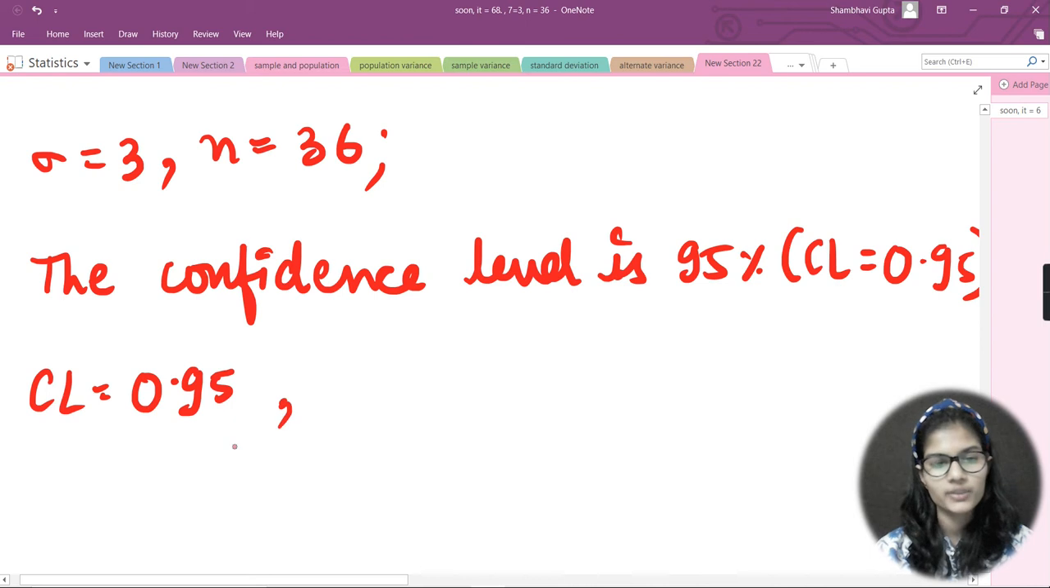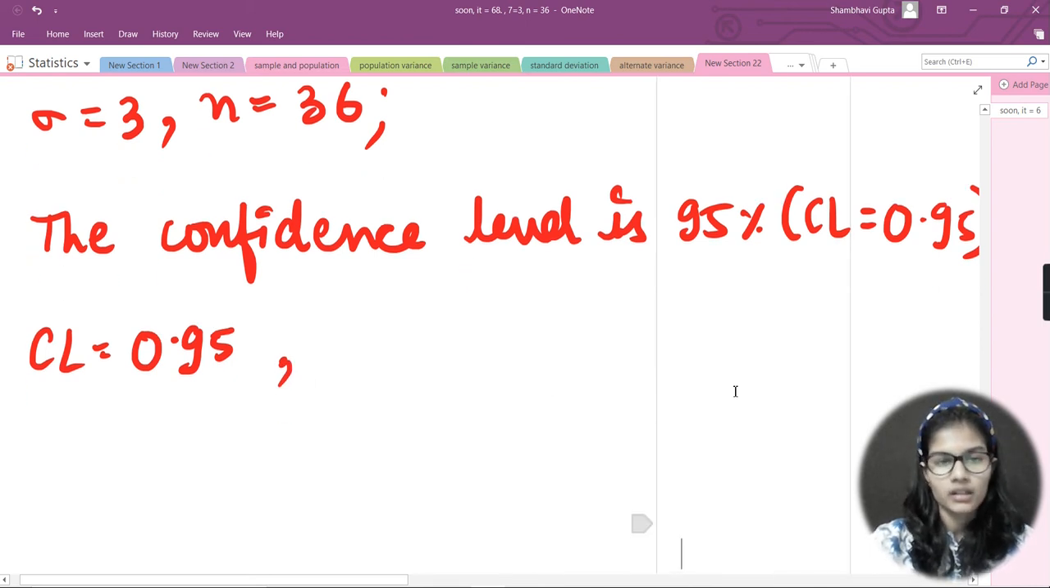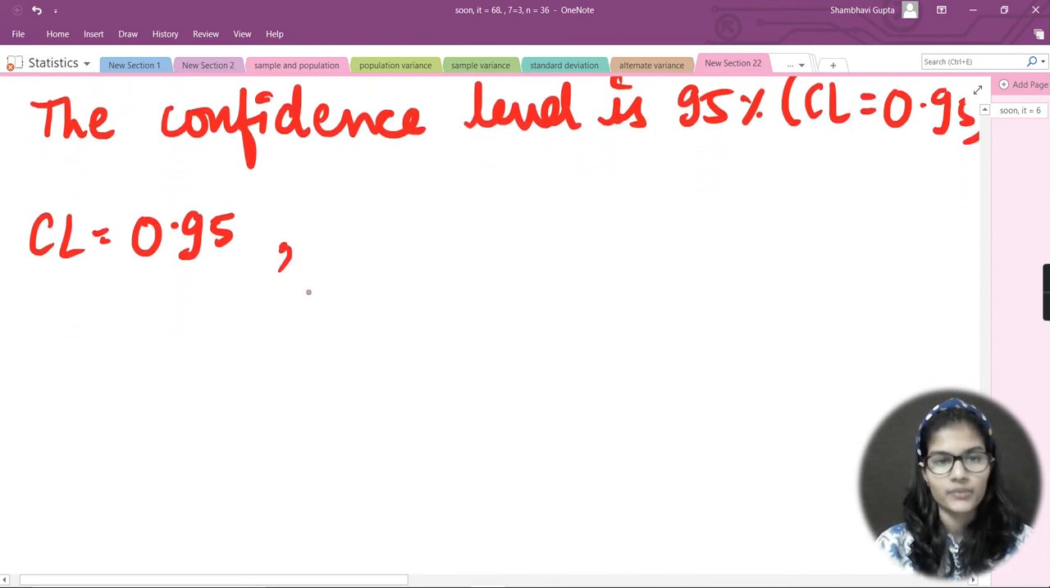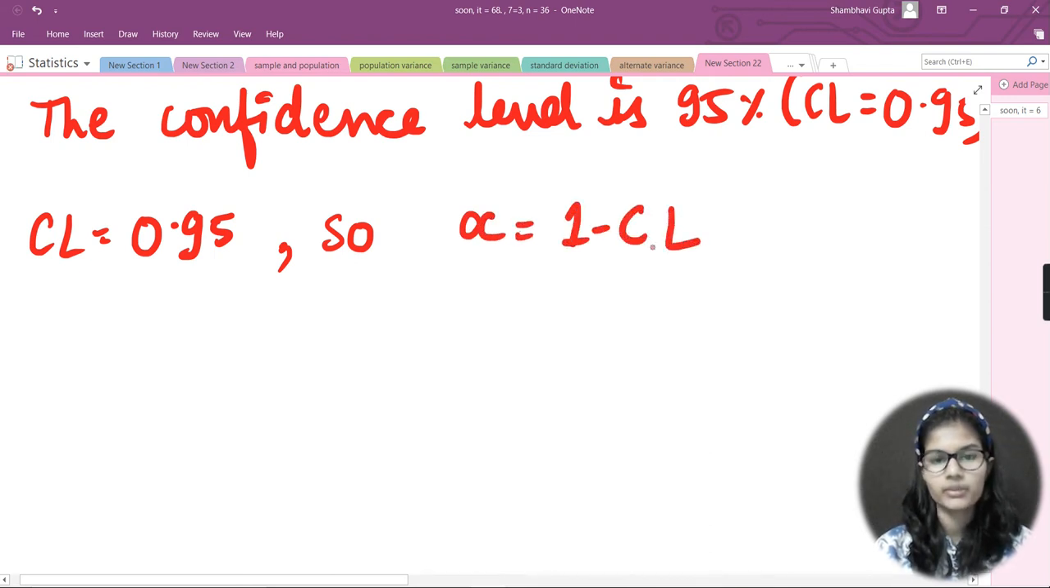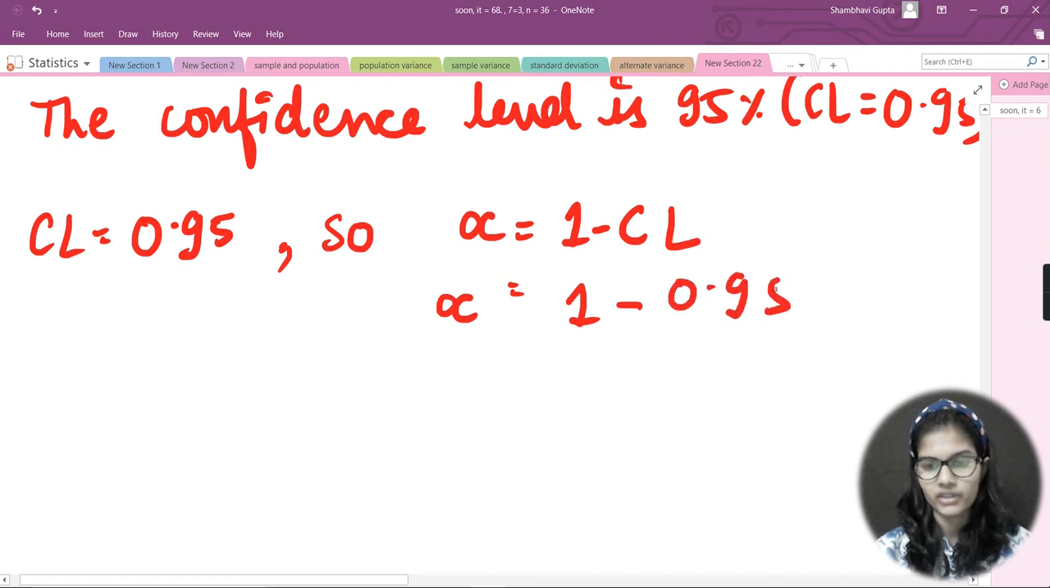So now which format or which relation can I apply here? I hope you remember the relation which we have used in the previous video, and that was alpha is equal to 1 minus CL, right? You remember that this was one of the relations which we have between alpha and the confidence level. So here I will be applying the same. From here I can get the value for alpha. So alpha is equal to 1 minus 0.95. Okay, so the value for alpha will come out as 0.05, right?